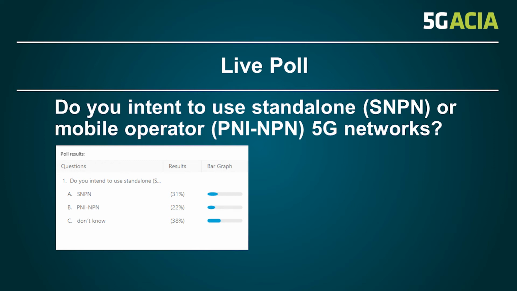Most of the people who have an opinion think that SNPNs are what they go for. 31% want a self-contained network. 22% favor an operator provided network, and just over 35%, 38%, have not made up their mind yet.